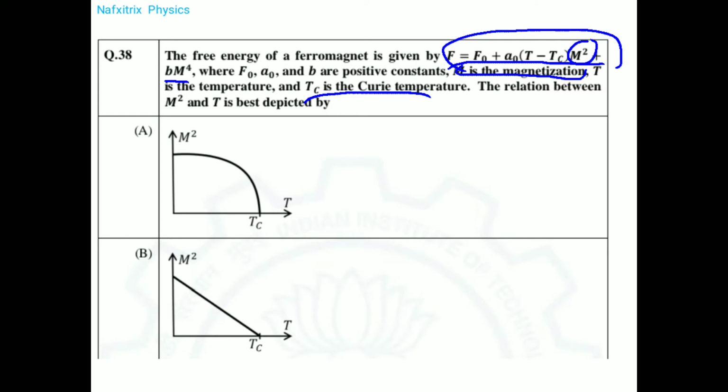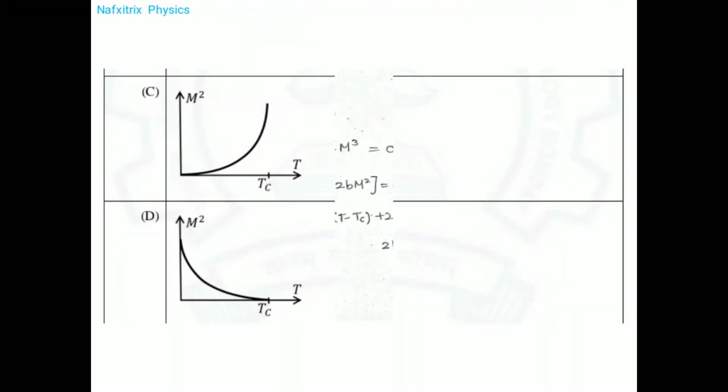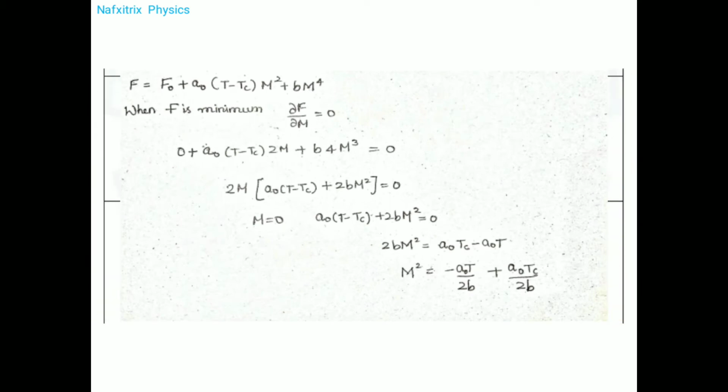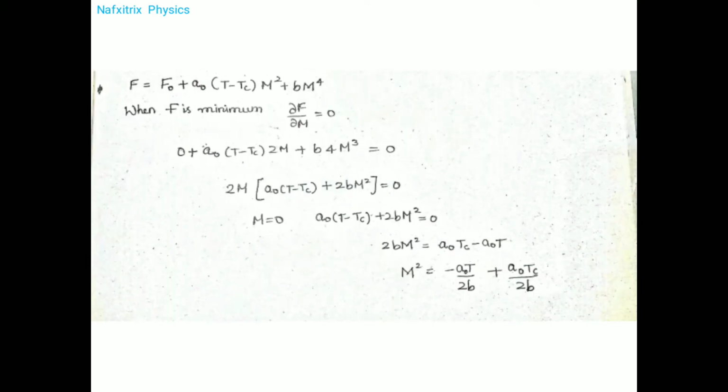So the relationship between M square and T is best depicted by, that means we need to find the graph between M square and T. These are the different options, and we need to find which is the correct option.